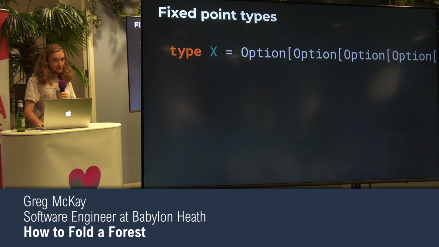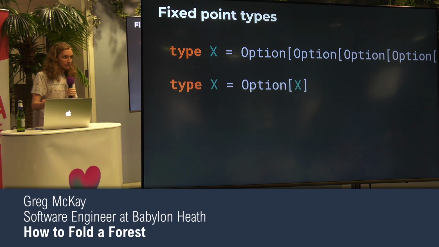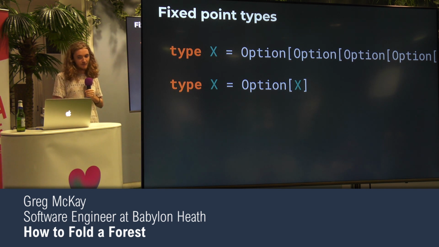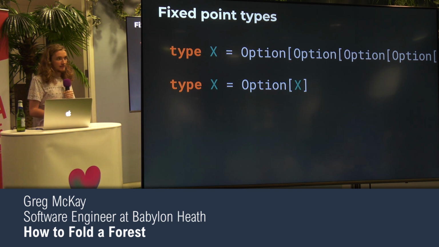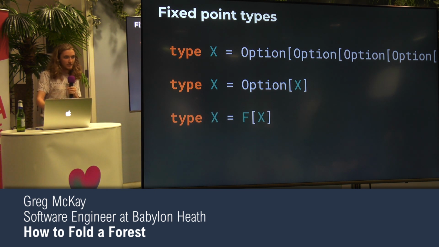I mean, we're functional programmers, right? So we reach for recursion. This is a recursive definition of this option of option of option thing, where you just take x and you define it to be equal to option of x. But there's nothing special about options, so you can do that for any f.